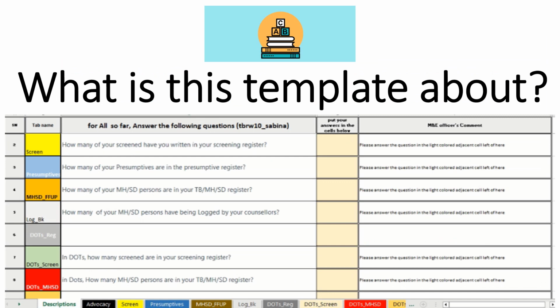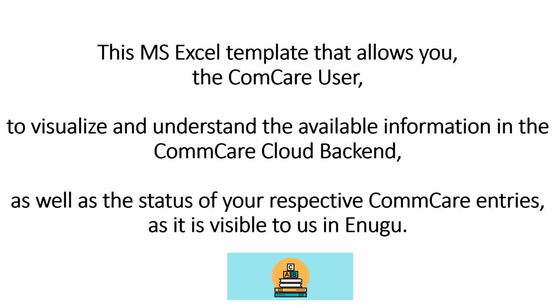So what is this template needed for and what does it do? What is this template all about? This Excel template is a valuable tool that will allow you, the community healthcare worker, to visualize and understand the available information in the ComCare Cloud backend, as well as the status of your respective ComCare entries as it is visible to us in Enugu.